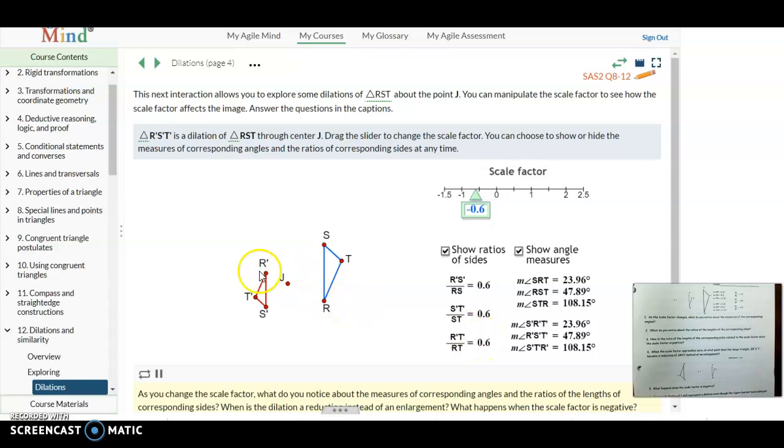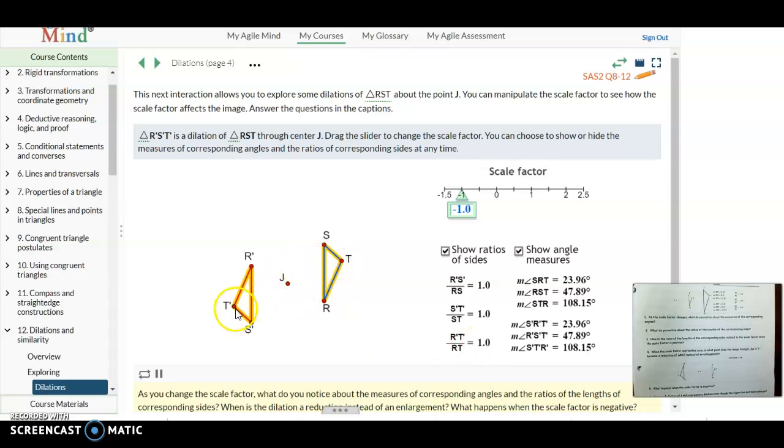Also, the distance from J is not negative, right? But the scale factor is negative. So notice point R was at the bottom of triangle RST, and when we have a negative scale factor, it ends up at the top. T was on the right side, and ended up on the left side. S was at the top, and S prime ended up at the bottom. So when we get a scale factor of -1, we still create two triangles that are congruent to each other because they have that ratio of the sides that is 1.